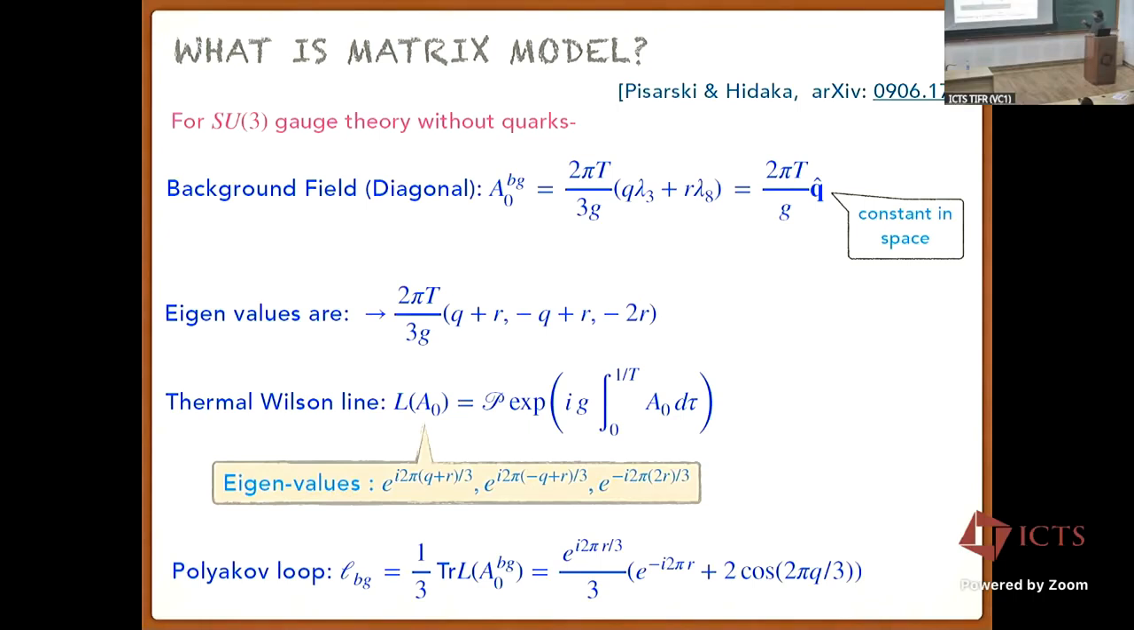Using this background field, we can calculate the thermal Wilson line, and eventually we can calculate the Polyakov loop, which is the order parameter of the deconfinement phase transition. And these are variables that will change depending on which temperature region we are in. For the details of the calculation, you can see the literature here by Pisarski and Hidaka.